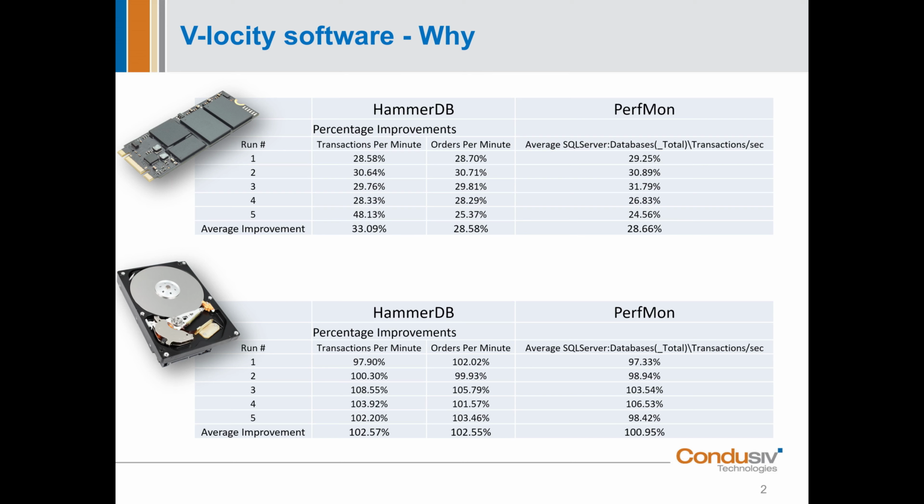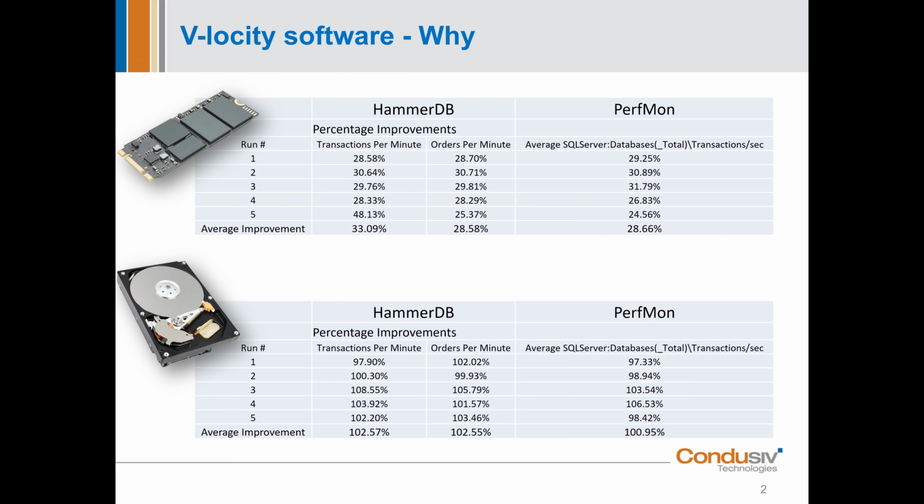So to illustrate why you might want to consider downloading and installing the V-locity software onto your SQL servers, I ran some lab tests using HammerDB to generate an online transaction processing type workload with and without V-locity installed. Firstly using SSD storage and then using spinning disk storage. As you can see from the metrics recorded by HammerDB, on SSD storage there was about a 30% improvement in the number of SQL transactions that could be processed per minute.